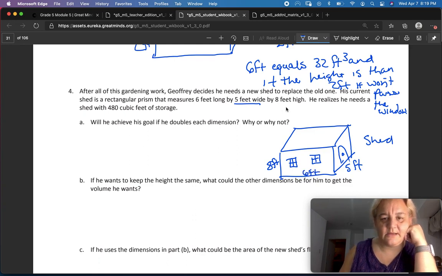Okay, all right. He realizes he needs a shed with 480 cubic feet of storage. He wants 480 cubic feet. Well, how much does he have? Well, first we have to figure out what he has. So 8 times 6 times 5.